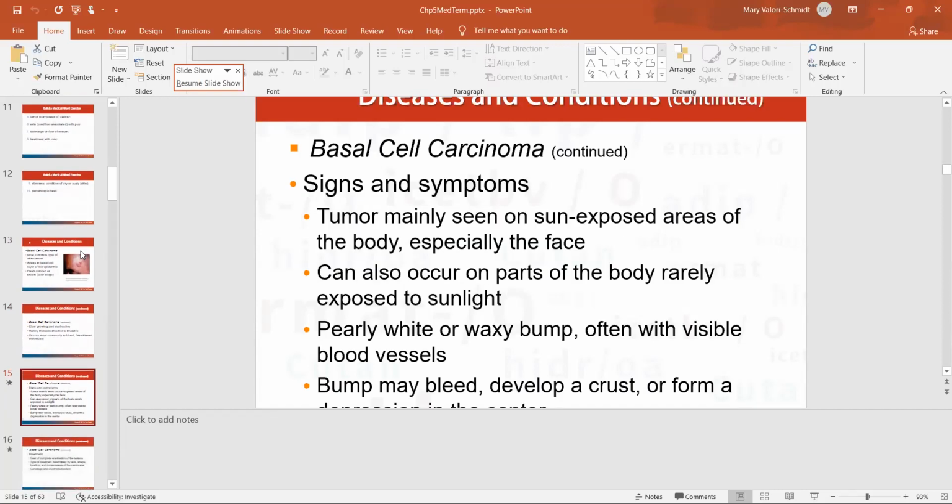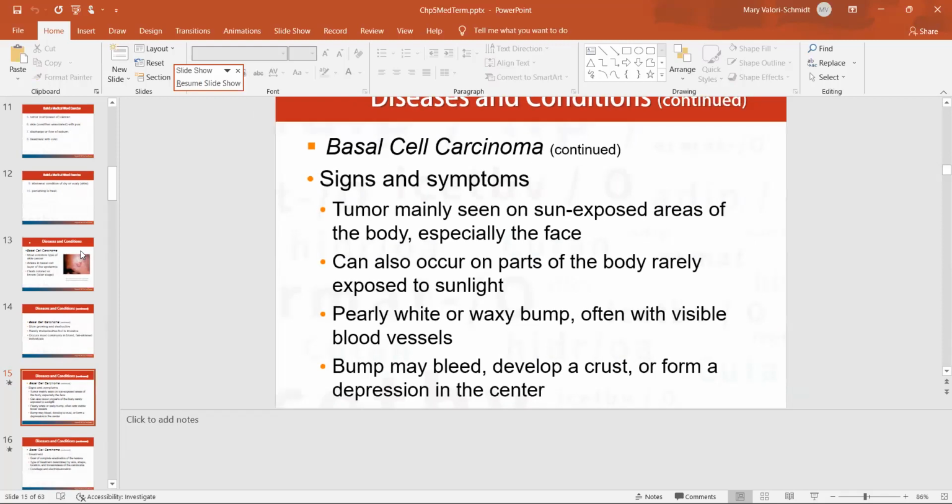So signs and symptoms. Usually you'll see a lesion or a tumor, right, on the parts of the skin that are exposed to the sun. For older men, generally you'll see it on the head. They don't wear a hat, right, or on the face. They can also occur in other parts of the body, but not as commonly. They can initially look like white or waxy, like a little bump. Sometimes they have little blood vessels in them. Sometimes they can bleed or get kind of a crust over them, or they can have like a little crater or a depression in the center of them.